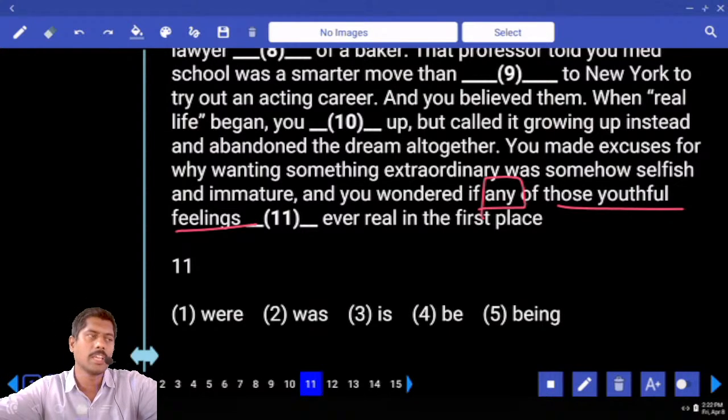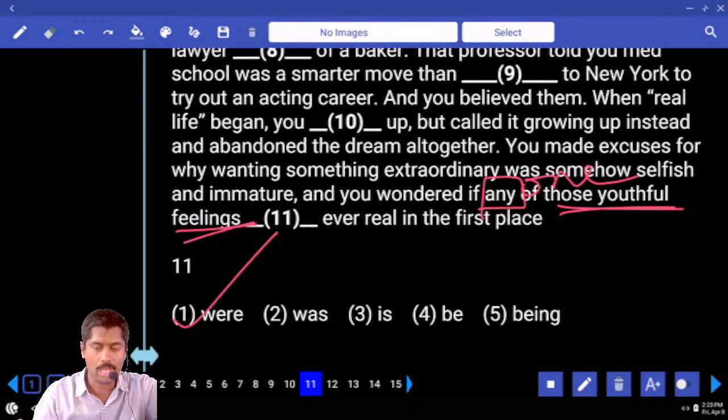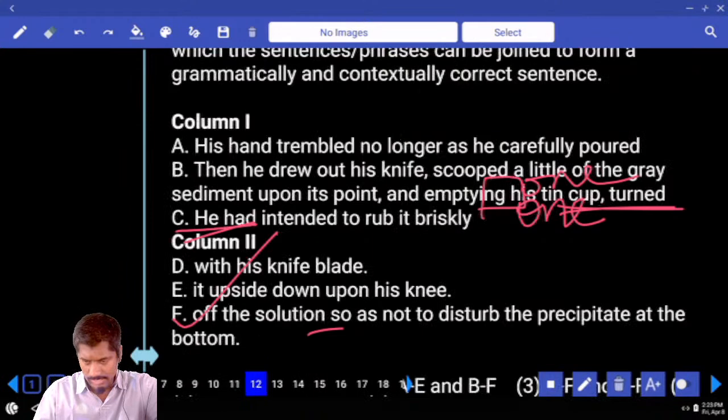Any is generally taken for singular only, but here any one is not clearly mentioned. That's why we can take R. If any one is mentioned, the answer is was. That is not clearly mentioned. That's why we are considering feelings. And what is the right answer?